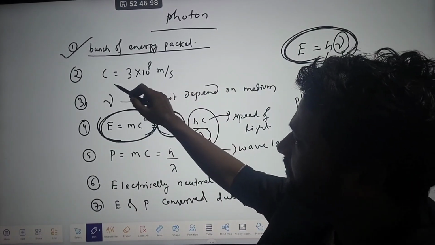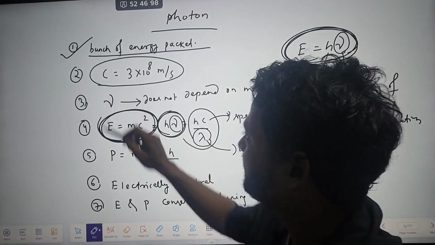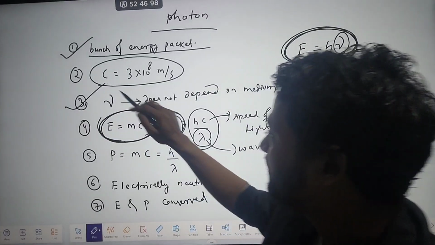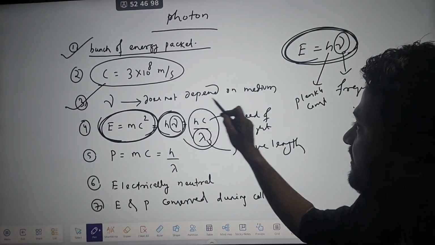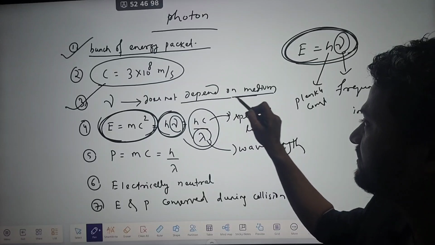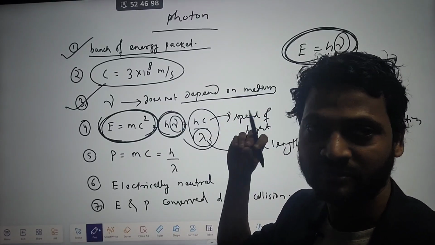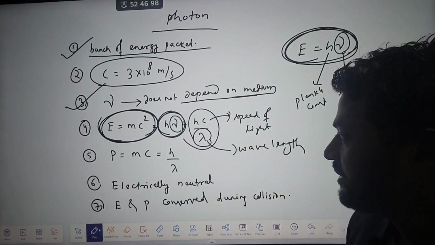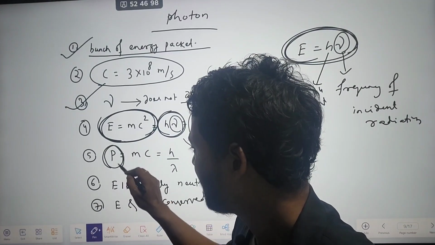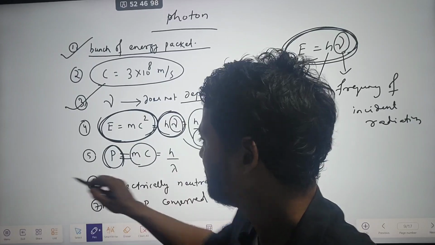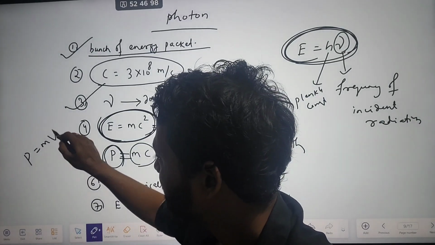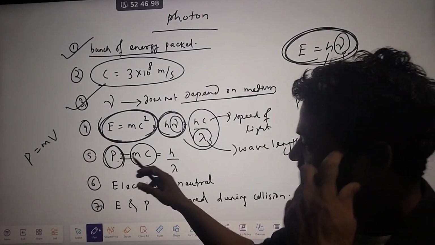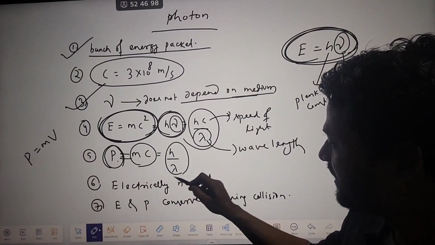Next is the speed of photon or speed of light, which is 3 into 10 to the power 8 meter per second. And one more thing you remember, the frequency of that incident radiation does not depend on the medium, and this frequency will be constant. If we go from one medium to another medium, the frequency will never change. And next is momentum carried by the photon, which is mc. As you know, momentum is mass into velocity. But here velocity is c, because speed is constant. So momentum is mc, or you can write h by lambda.